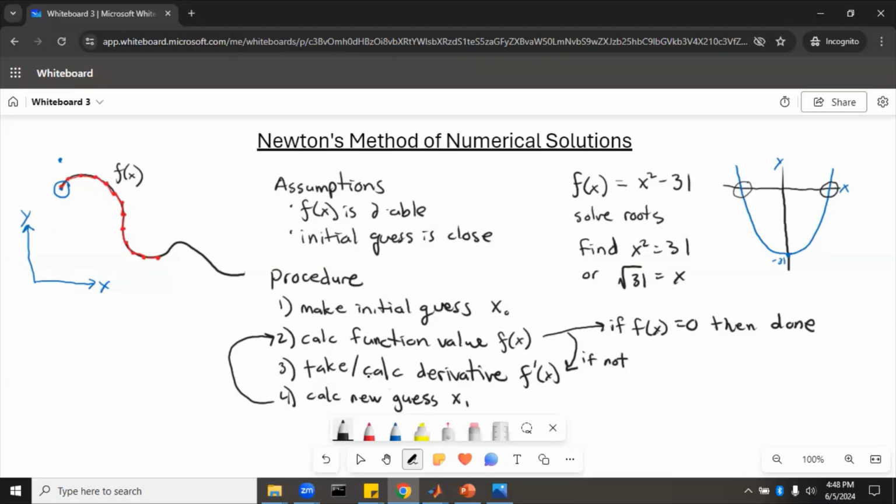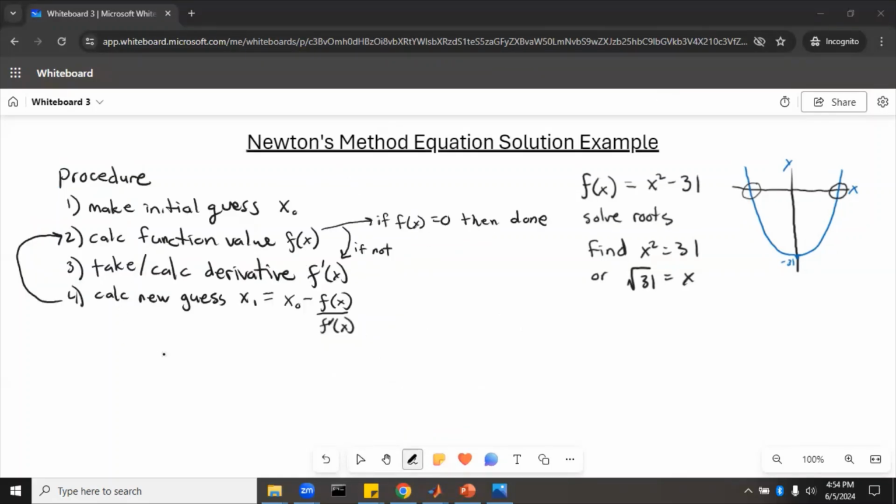All right, so this is the procedure that we use. The easiest way to do this is in MATLAB, but we'll do it by hand and then we'll program it into MATLAB. So we need to set up a table that has our guess, our function value, and our derivative, and then we can iteratively solve using this sort of guess and check method. Before we get into the example, let's take a look at this new guess formula. We have x1, which is the new guess, equals x original minus the function divided by its derivative.